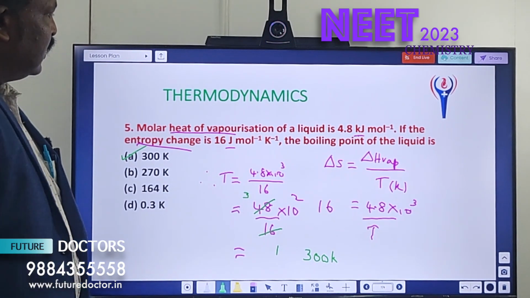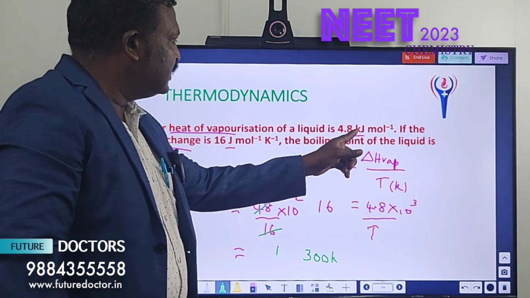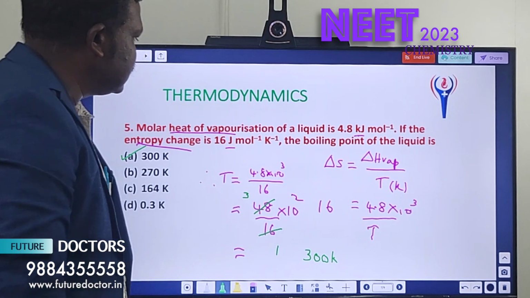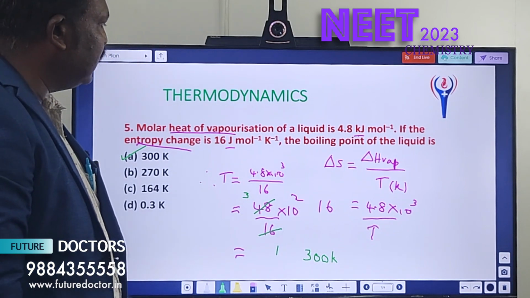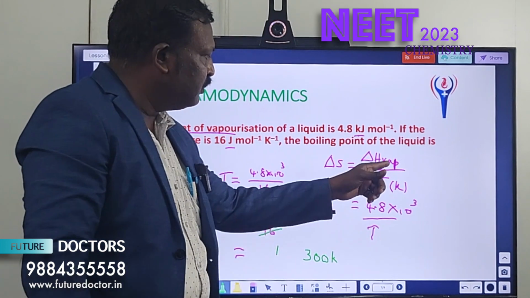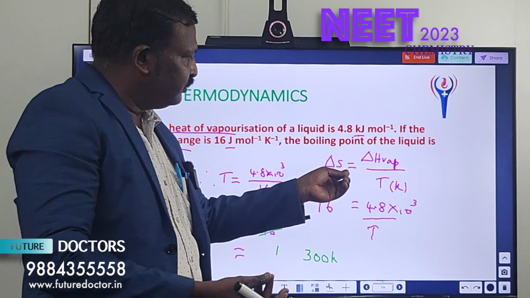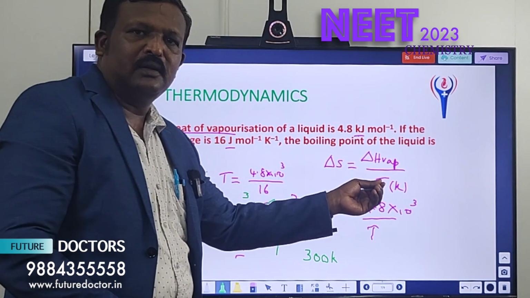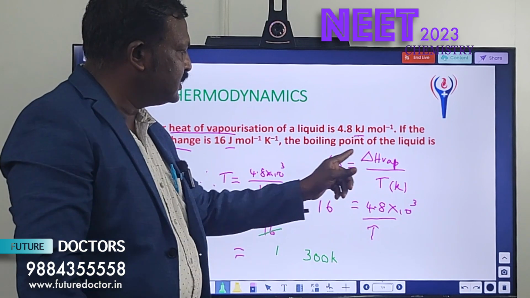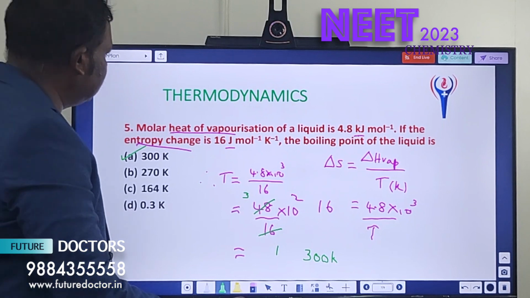Understood? So in a formula-oriented sum, you just check the unit. This is in kilojoule, this is in joule. If you put correctly, then only we can get the answer. So the formula is delta S is equal to delta H by T. It may be vaporization or sublimation or fusion. Anything it will be. Anyway, the formula will be delta S is equal to delta H by T.